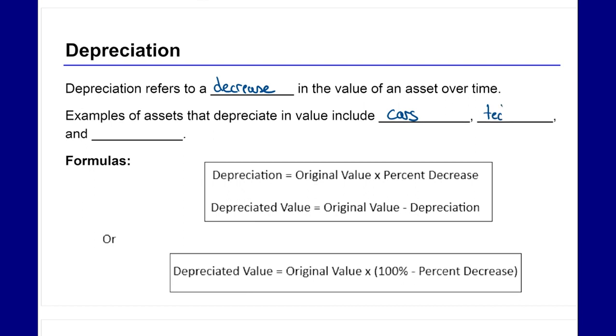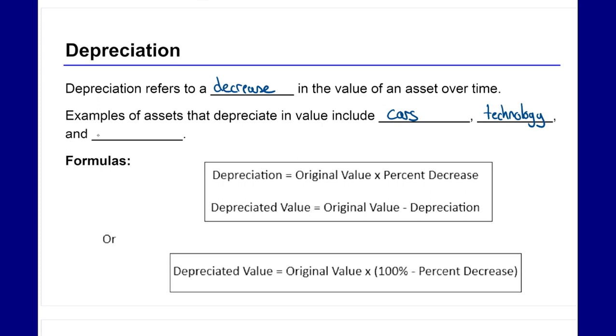Technology. As items become outdated or new models come out, technology tends to depreciate in value. Right? You're not going to pay for an iPhone 3 the same that you would pay for an iPhone 15. The iPhone 15 is newer technology, more up to date, more advanced, right, than an iPhone 3. So you're not going to pay the same amount. That iPhone 3 is not worth the same as it was in the past.